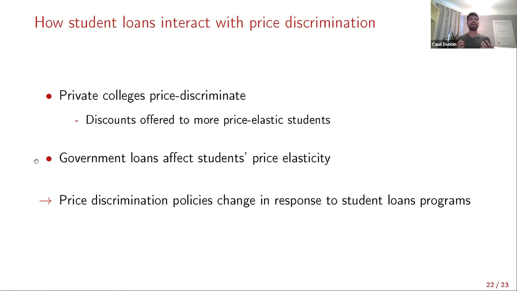you're going to find that the price discrimination policies that degrees follow are going to depend very, very strongly on what the current student loan policy is in place. And like we saw in the data, that did happen. When there were a lot of loans available, there were very few discounts. And then when suddenly there were not so many loans available, there were a lot of discounts. And this is how we're going to try to capture in the model this mechanism that we saw in the data.